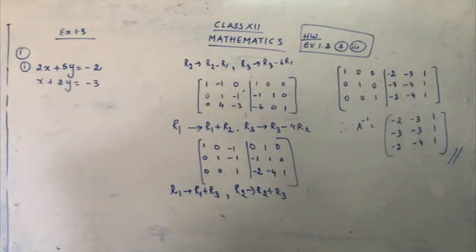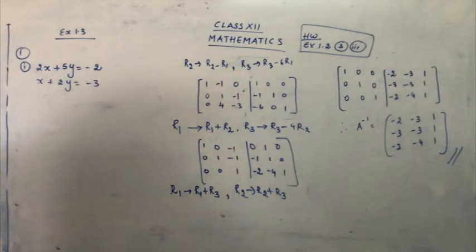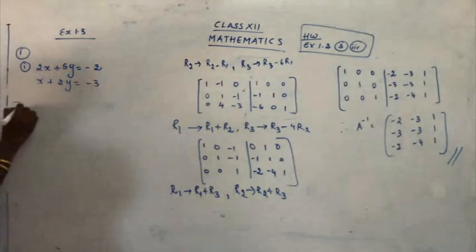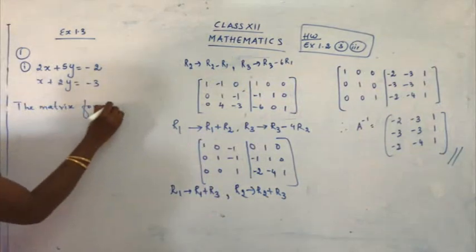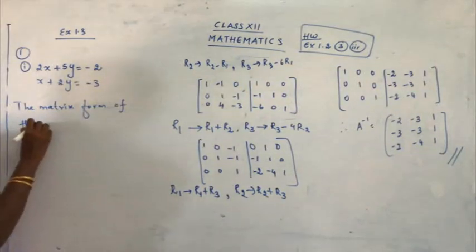So write the first step. You can refer to page 31 for the step, children. They have given you a step there, so just see the step. We are going to follow that step. First step, write down: the matrix form of the system is.